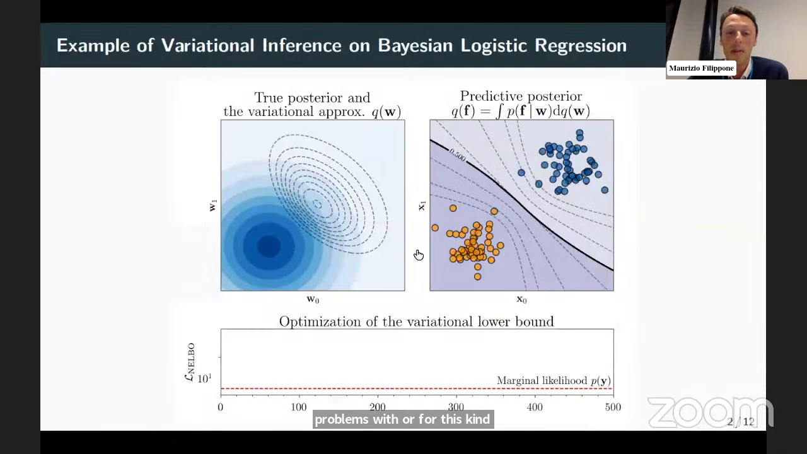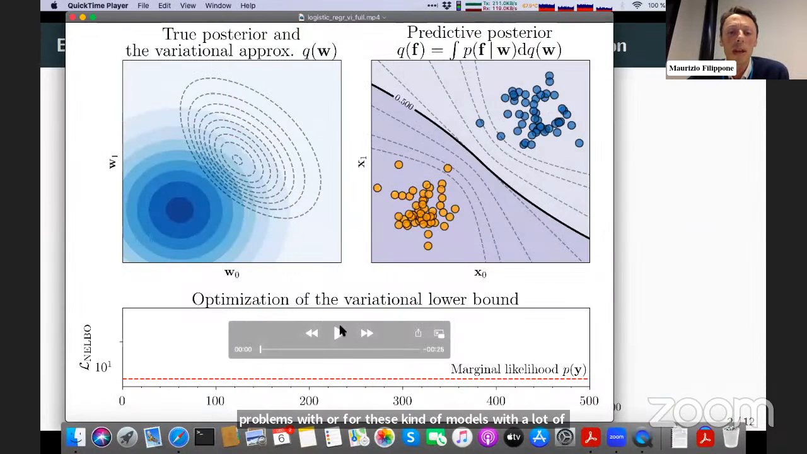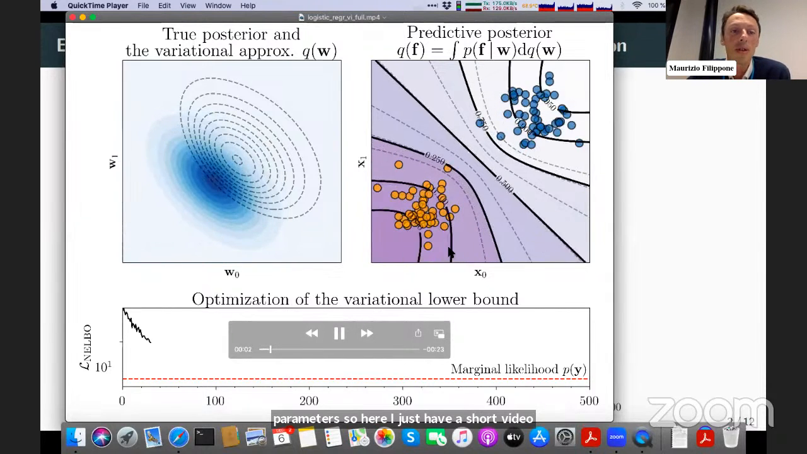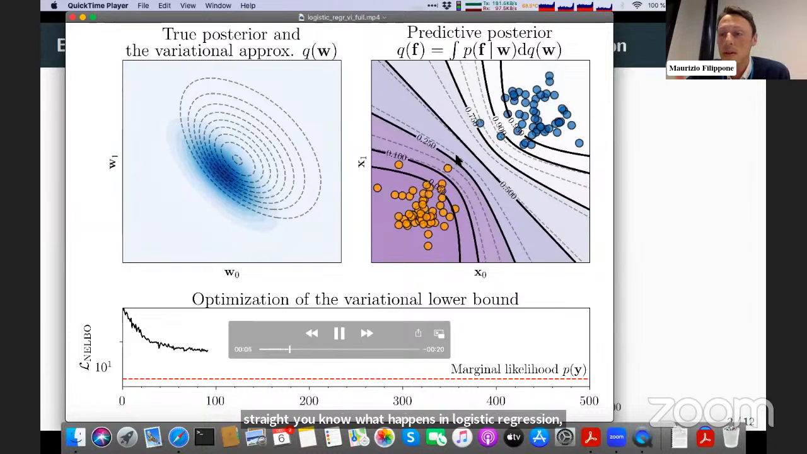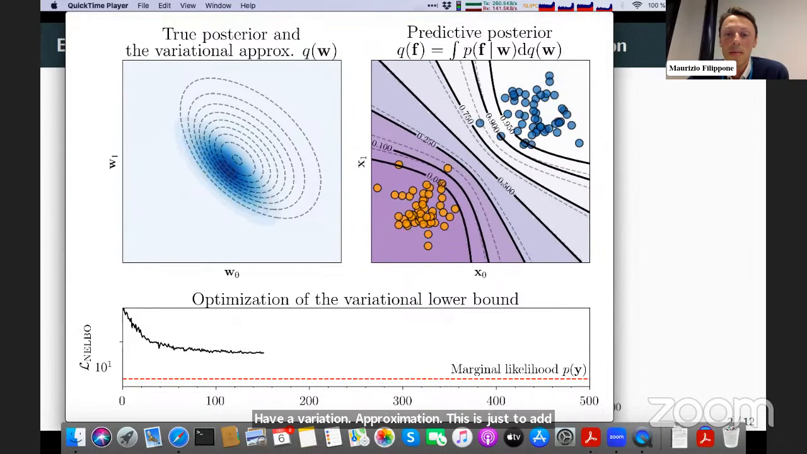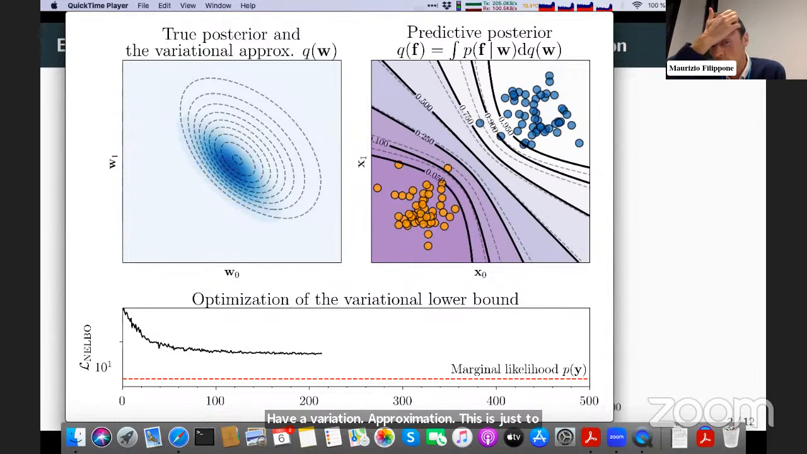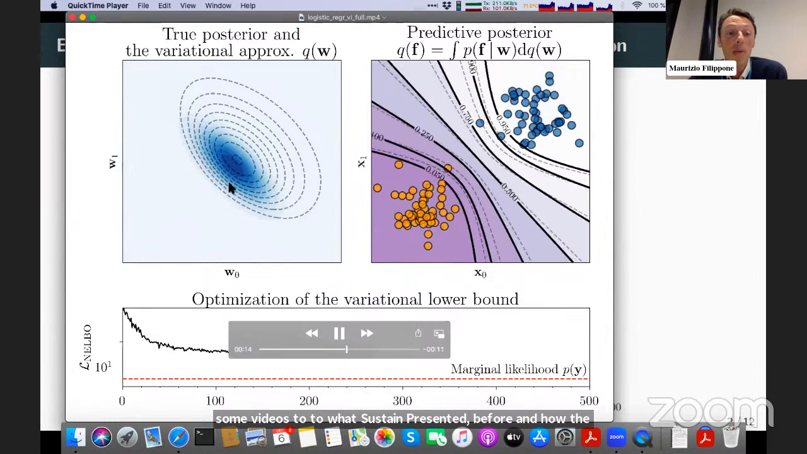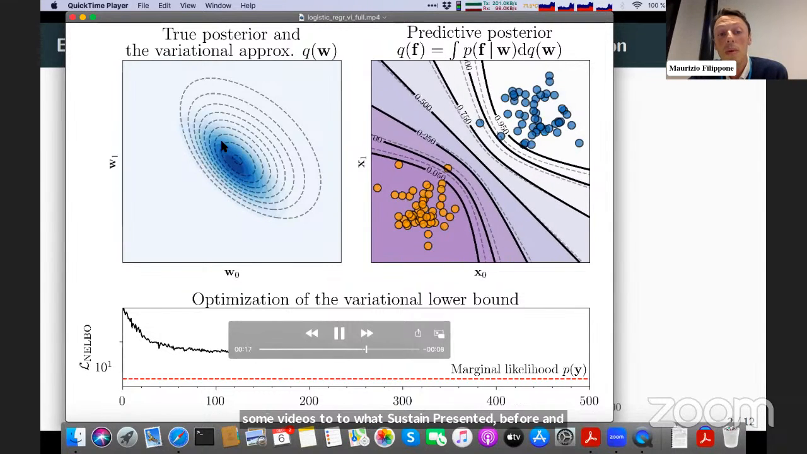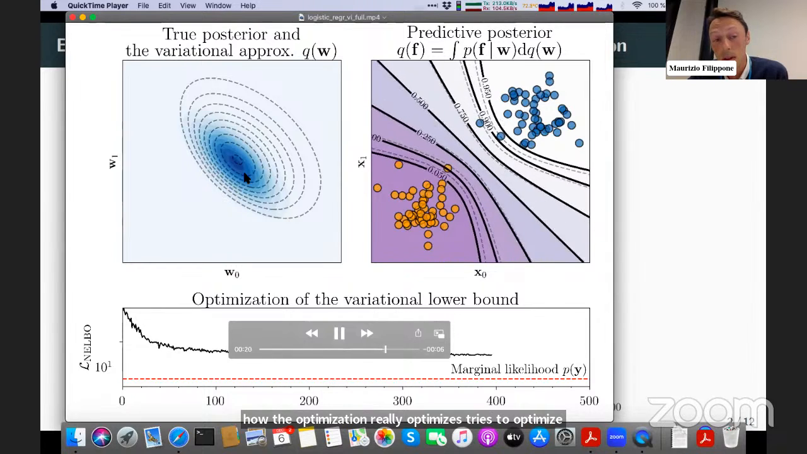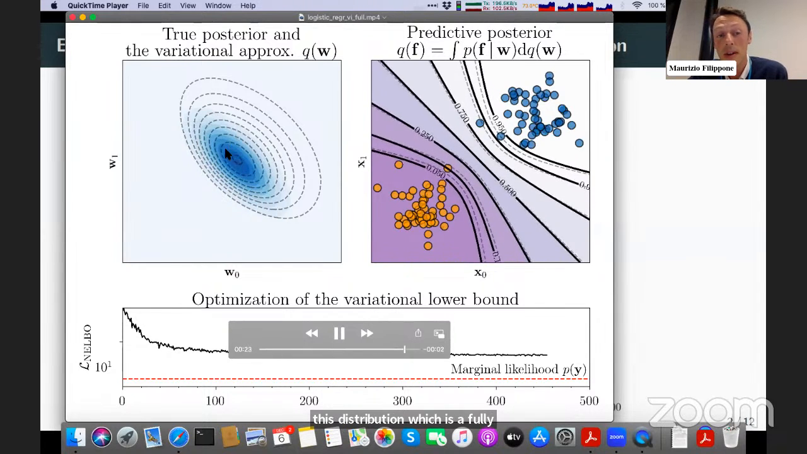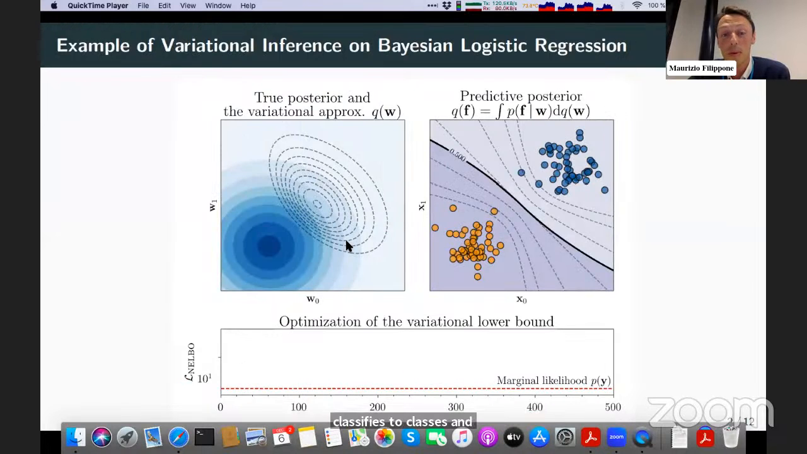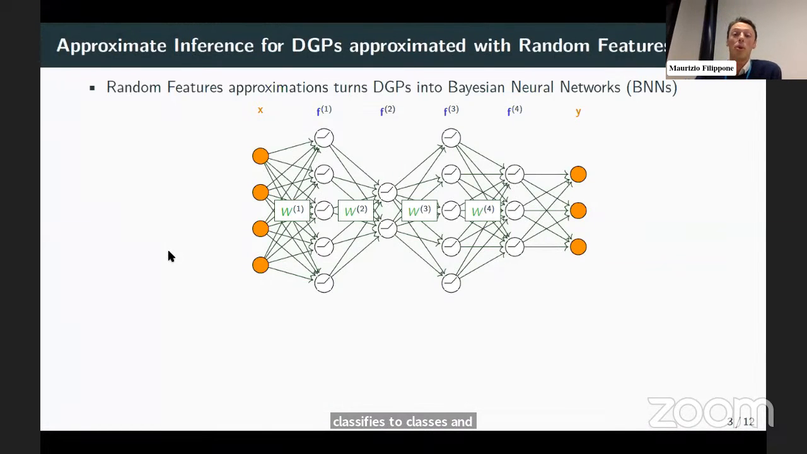And maybe it's not the best way to approach these kinds of problems for this kind of model with a lot of parameters. So here I just have a short video to illustrate what happens in logistic regression when you have a variational approximation. This is just to add some videos to what Sébastien presented before, and how the optimization really tries to fit this distribution, which is a multivariate Gaussian with a full covariance, to the posterior, which is this dashed line here. And you see that at the end of the optimization, we obtain something that nicely classifies the two classes and somehow approximates the posterior of the Bayesian logistic regression problem.